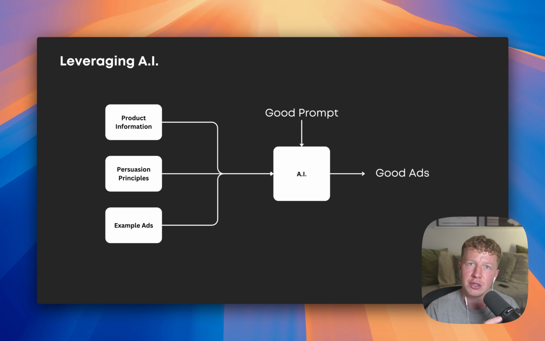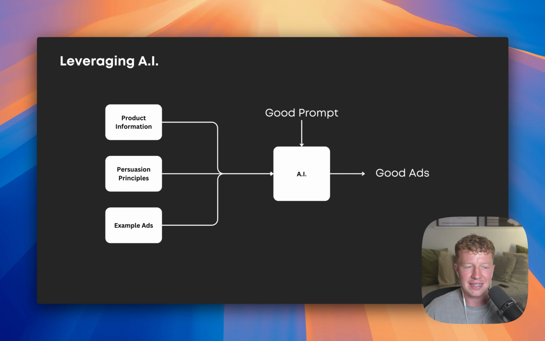Here's my favorite way to use ChatGPT. We give ChatGPT information, such as product information, persuasion principles, example ads, and then we provide good prompts to AI, which in essence produces good ads. So what people typically do is they ask ChatGPT to write them an ad, it comes back, it's pretty average, and then they determine that AI doesn't work. Well, no, think of AI as an employee. You wouldn't hire an employee and immediately get them writing ads. You would train that employee more and more.